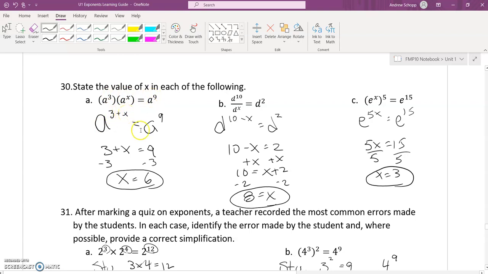And if we know that that has to be equal to a to the power of 9, then we can say that 3 plus x must be equal to 9. They have the same base, and then we can just solve that equation. Same thing with B and with C.